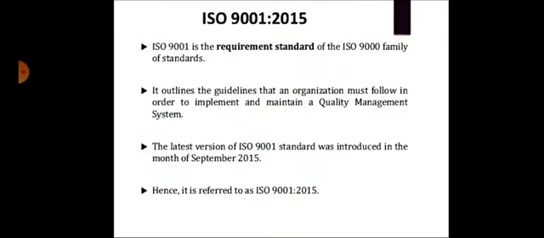Focusing on ISO 9001 released in 2015, ISO 9001 is the requirement standard of the ISO 9000 family of standards. It outlines the guidelines that an organization must follow in order to implement and maintain a quality management system. The latest version of ISO 9001 standards was introduced in the month of September 2015, hence it is referred to as ISO 9001:2015.